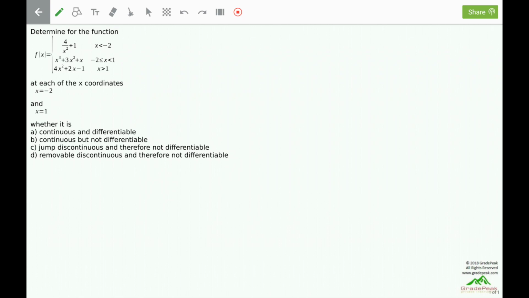Each of the parts involves the continuity and the differentiability of the function, and we're looking at two different x coordinates here. The continuity at the x coordinate of negative 2 requires the two-sided limit as x approaches negative 2 of f of x equals f of negative 2. And the continuity at x equals 1 requires the limit as x approaches 1 from both sides of f of x has to equal f of 1.